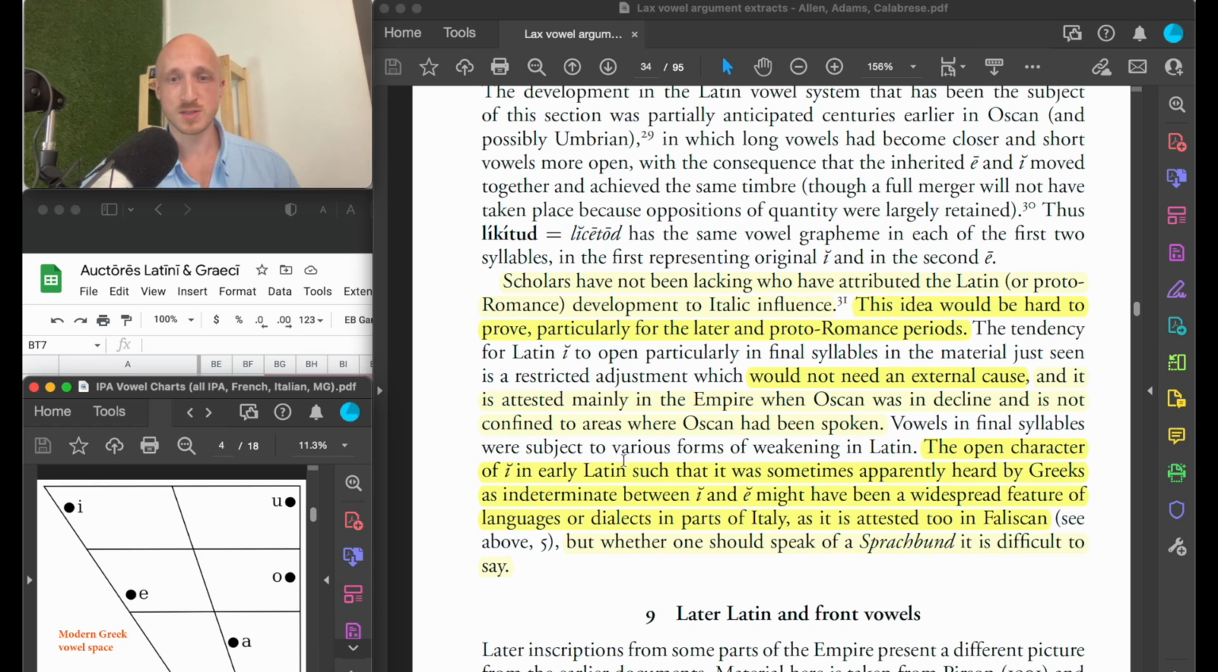Vowels in final syllables were subject to various forms of weakening. The open character of E in early Latin, such that it was sometimes apparently heard by Greeks as indeterminate between E and E, might have been a widespread feature of languages or dialects in parts of Italy, as is attested in Faliscan. So this is very interesting. So the mistakes could have come from other dialects, other speakers of Latin who weren't the native Roman speakers, and they had a different kind of vowel quality, and the Greeks heard them differently.